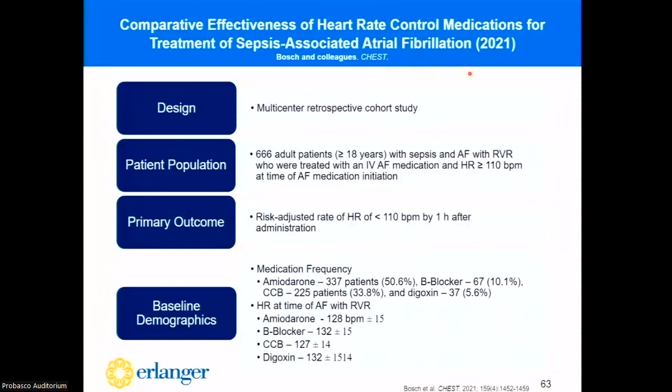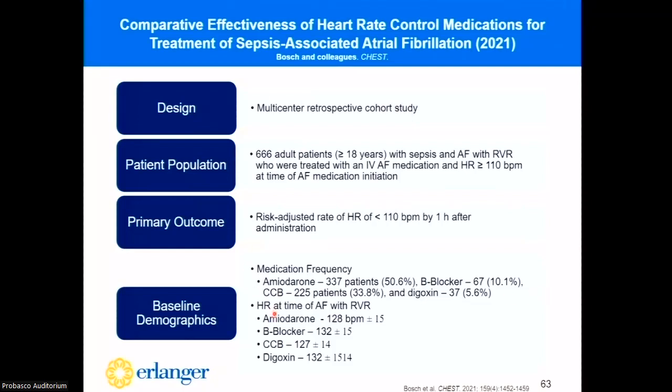And then in comparing effectiveness of heart rate control medications, specifically for sepsis-associated atrial fibrillation, in this multi-center retrospective cohort study published in 2021, they looked at 666 adult patients with AFib and sepsis. They were specifically looking at the rate of heart rate under 110 beats per minute 1 hour after administration. Most of these patients actually received amiodarone, but we also had about 10% receiving a beta blocker, 33.8% receiving a non-dihydropyridine calcium channel blocker, and a smaller portion receiving digoxin.